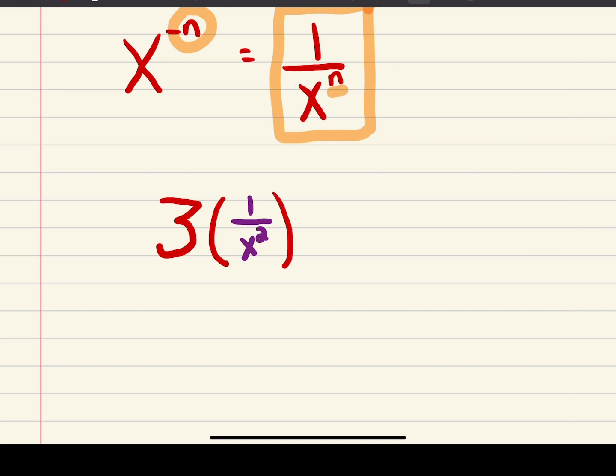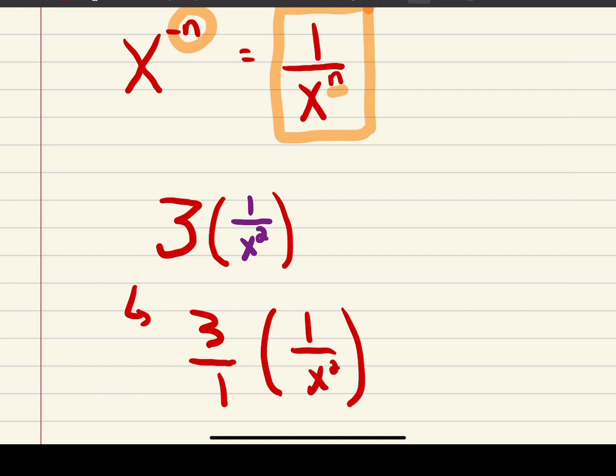Now when I do that and I apply the property, I get 3 outside bracket and inside bracket 1 over x squared. Now what I can do is I can rewrite this as 3 over 1, because 3 over 1 essentially is 3. It's the same thing, over 1 over x squared, or multiplied by 1 over x squared.